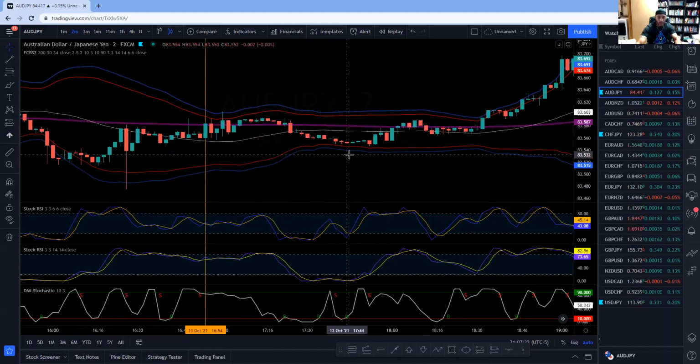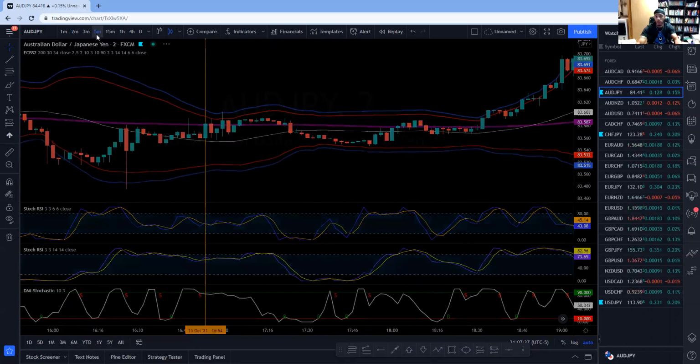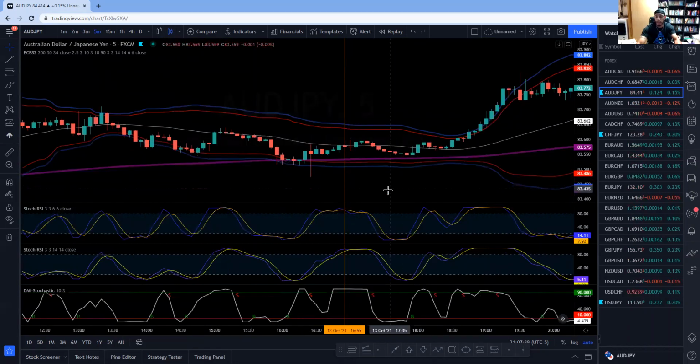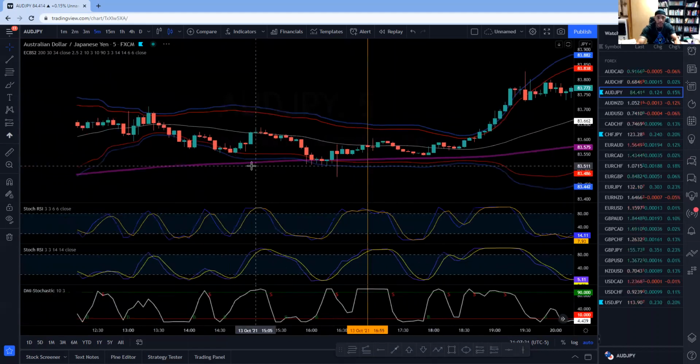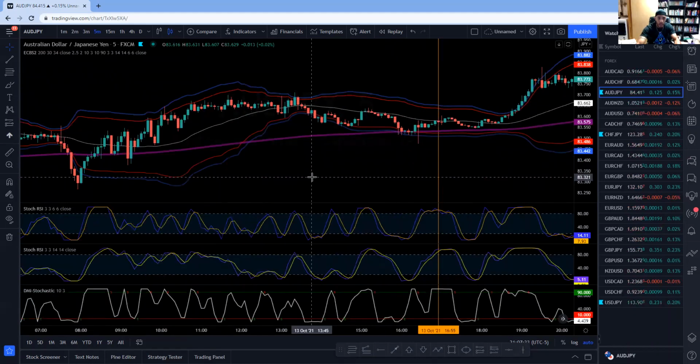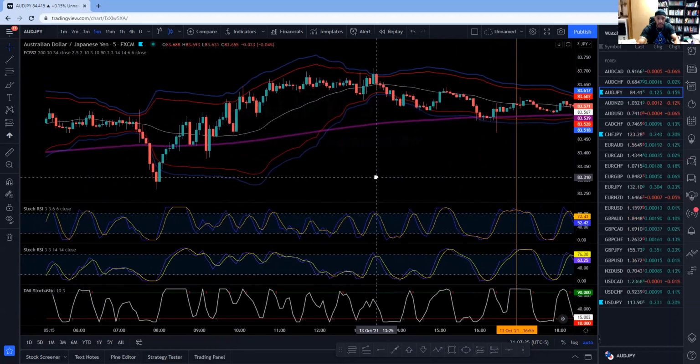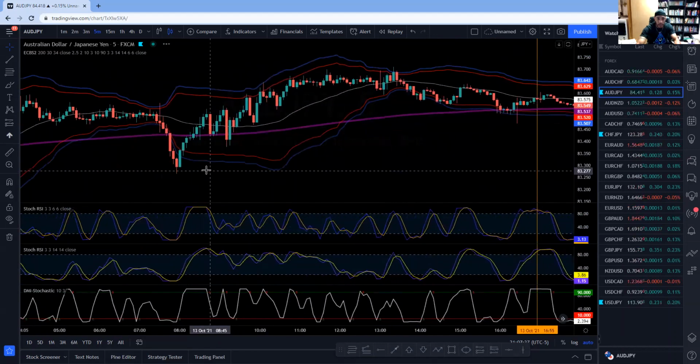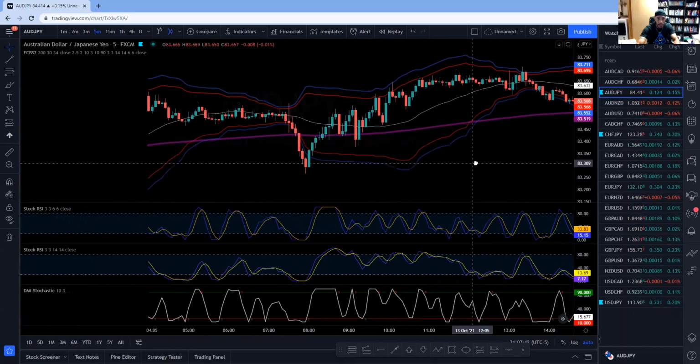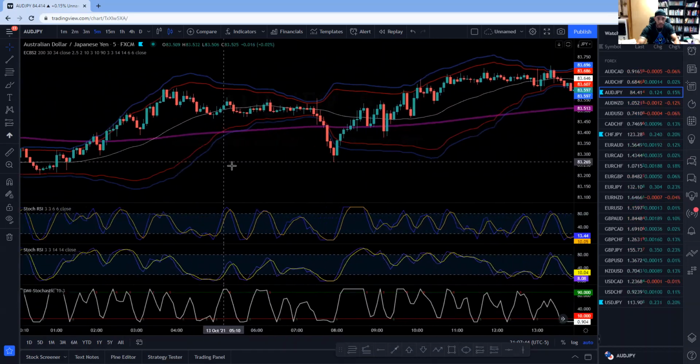So that's that. I mean, that's one example of what not to do. Let me see if I can find one where it's not touching the Bollinger Bands. Let's see.